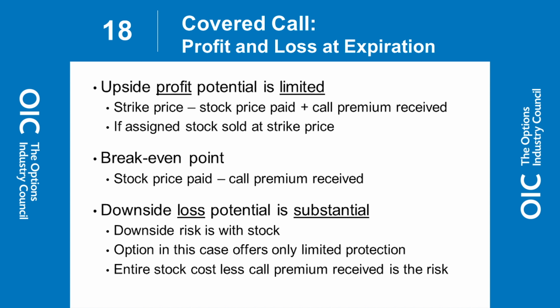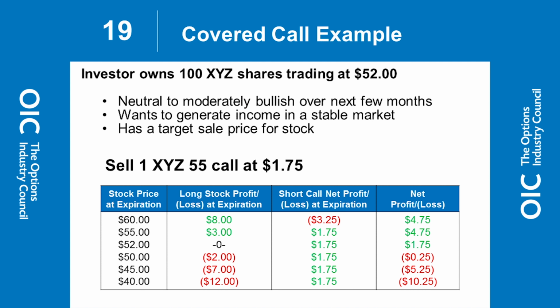So let's look at an example of the covered call. Here we go. We've got 100 shares of stock. It's trading at 52. And again, remember our motivation and our outlook. Our motivation is that we want to generate income. Our outlook is that the market is going to be neutral to moderately bullish. It may go up a little bit, but nothing substantial. And we're willing to sell shares of stock at a specific price. In this case, we're willing to sell shares at $55. That is our strike price. For that obligation to sell shares at $55, we're collecting $1.75.